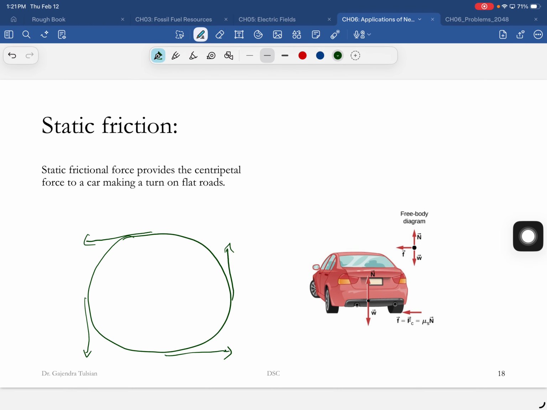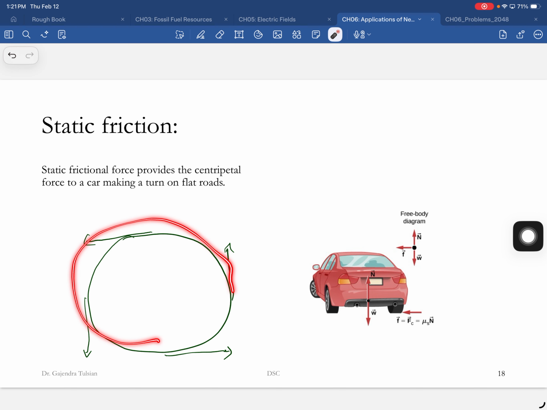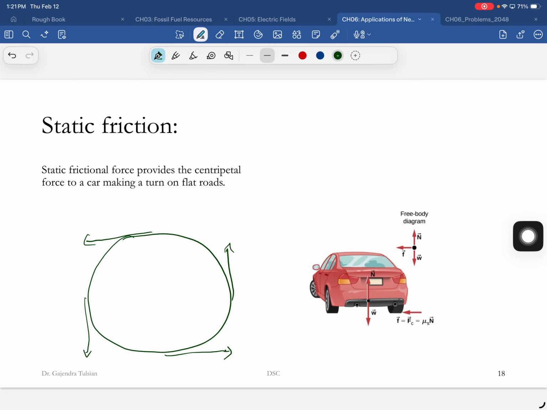So let's say you're driving on a circular road at constant speed. Are you accelerating? Why are you accelerating? Direction is changing. Which way is the acceleration pointing? Towards the center of the circle, and so it's called a centripetal acceleration. Okay? And Mr. Newton tells us if you are accelerating, there must be a force acting on you. Okay?